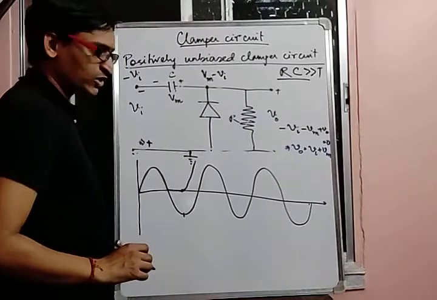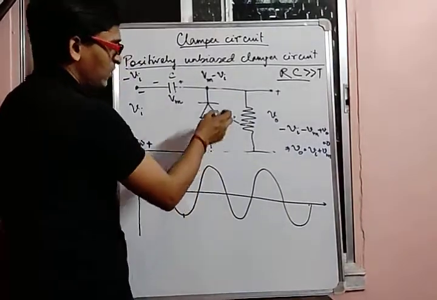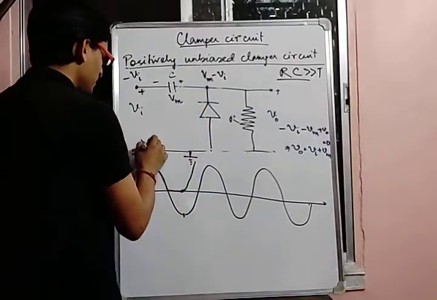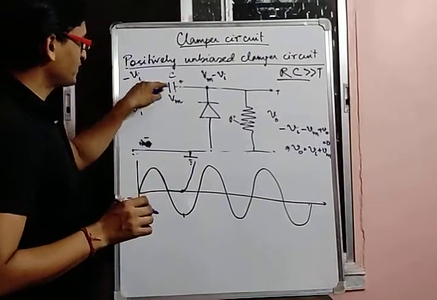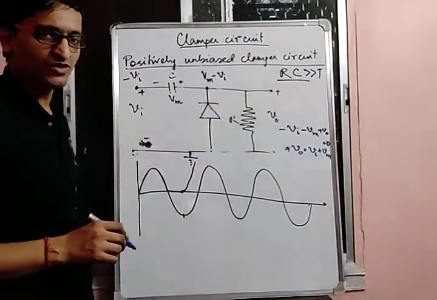Okay, it will vary somewhat like this. Now, during the positive half cycle, obviously this diode is reverse biased, because now it will be plus and it will be minus. So these two voltages will add up. Vm and Vi will add up and it will appear across V0.